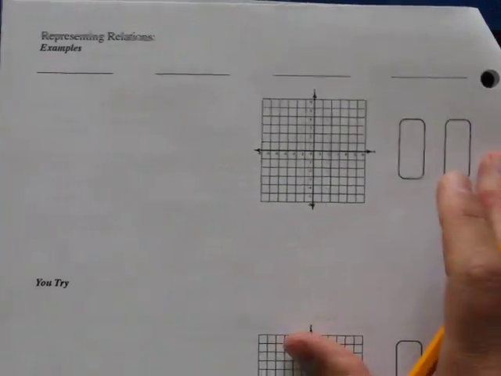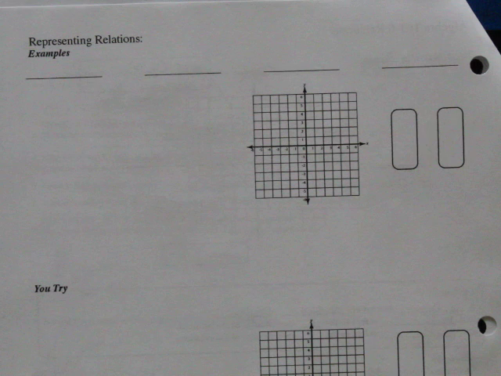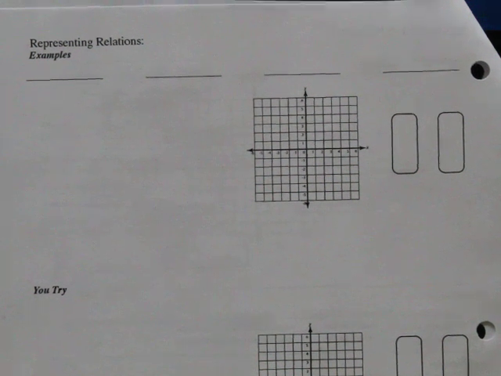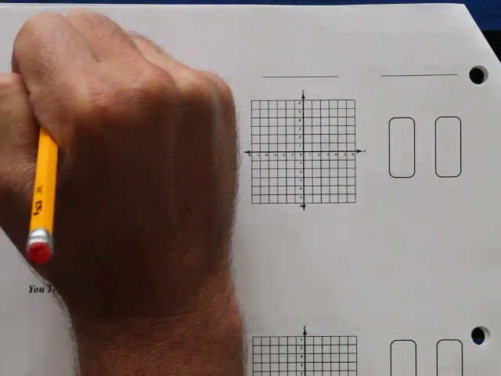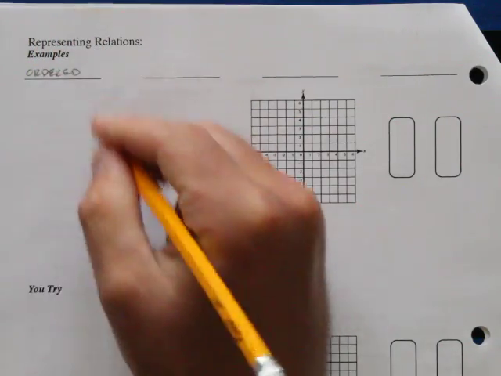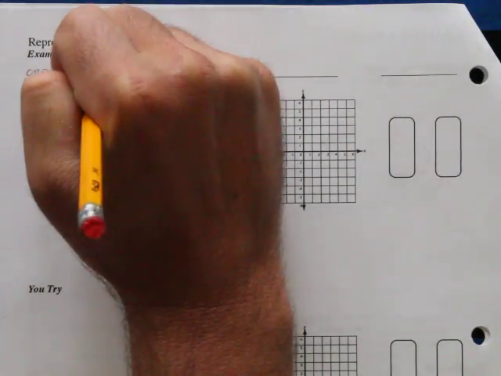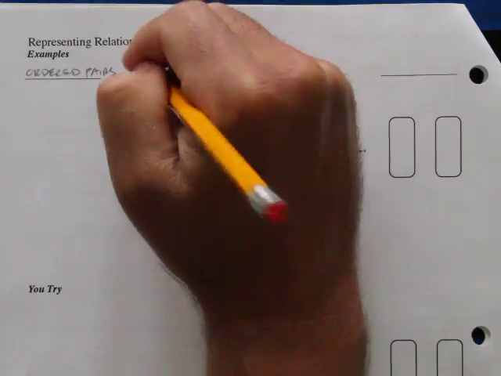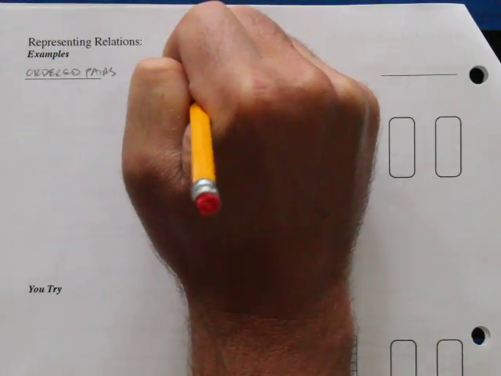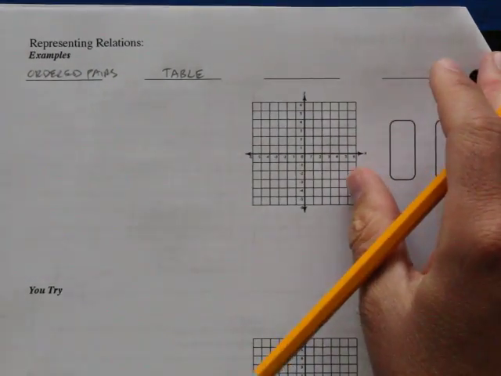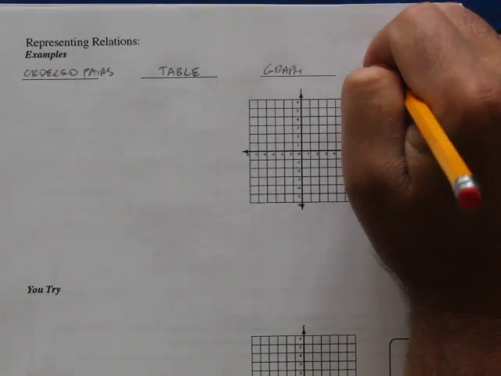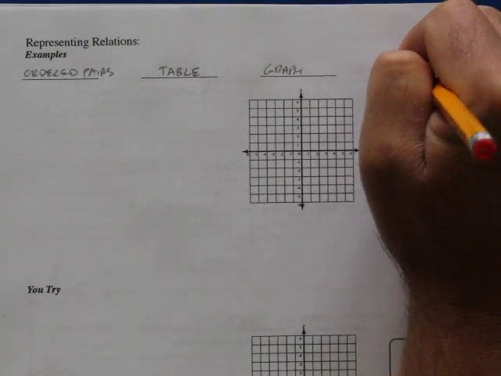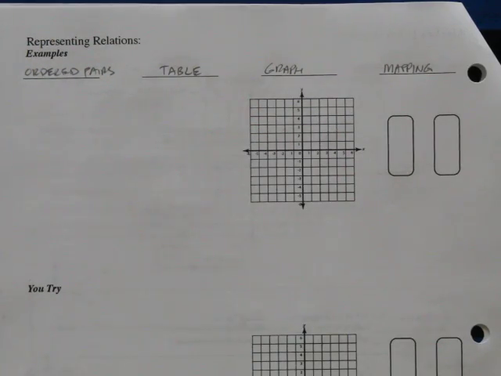Representing relations. So let's do some examples of how we represent relations. There are 4 different ways that we are going to be representing relations. One is ordered pairs. We've already looked at that one, but we'll do an example here underneath. Another way is a table. We can use a table to represent a relation, a graph, and mapping. So let's do each of these here.